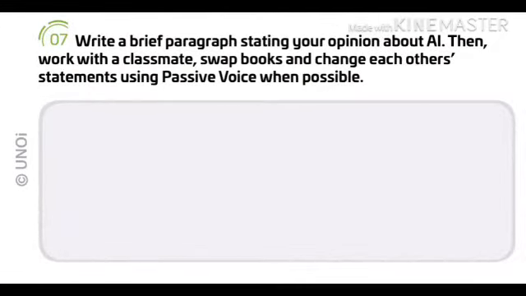Okay? Now, write a brief paragraph about your opinion about this situation, about AI, okay? That is artificial intelligence, remember? And tell me your opinion, that's it. I want to know, but using passive voice, of course.